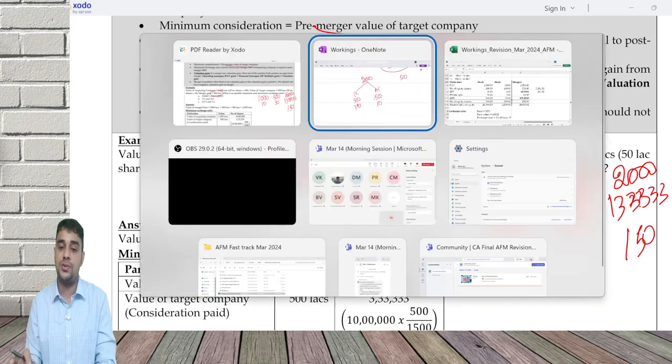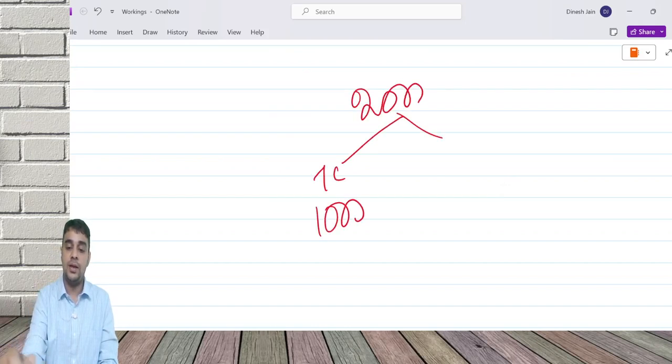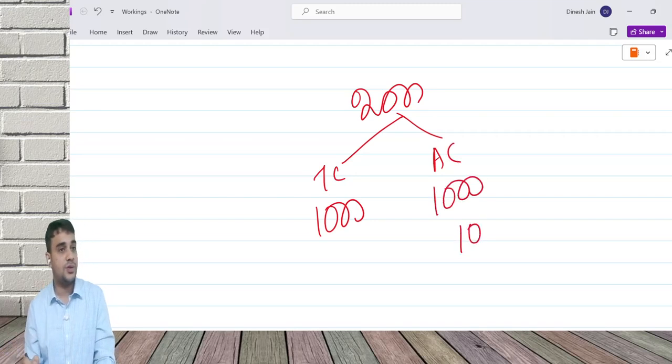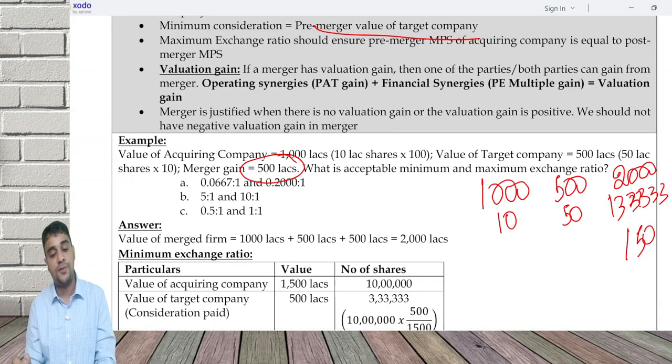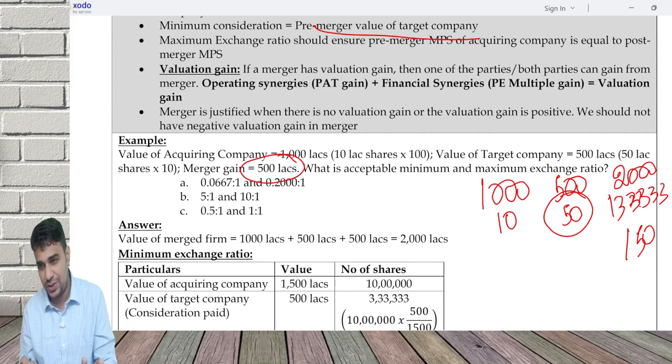First, you have to understand what is the minimum consideration and maximum consideration. Once you have understood that, let's analyze the maximum. 2,000. In that, I'll give to TC 1,000. AC is the balancing figure, 1,000. 1,000 is equal to 10 lakh, and the other 1,000 is also equal to 10 lakh. So 10 is to 50 is the exchange ratio. 50 lakh shares are there. You can then calculate the ratio. Ratio calculation I'm not explaining.